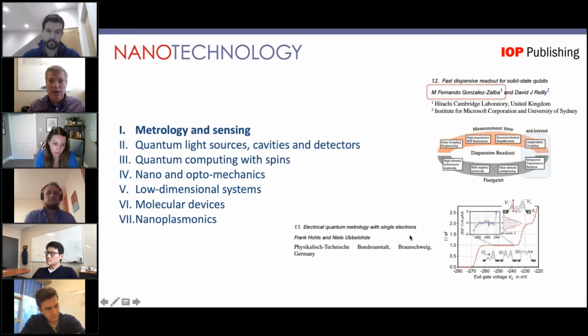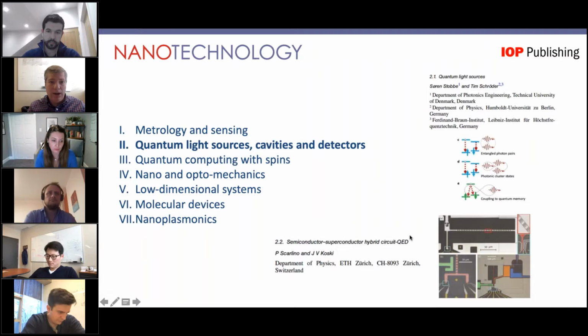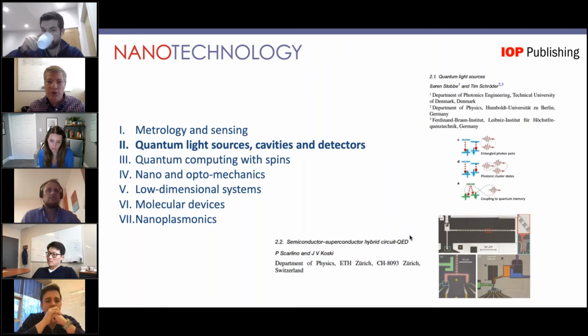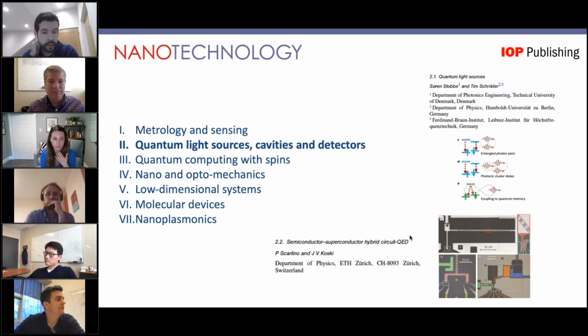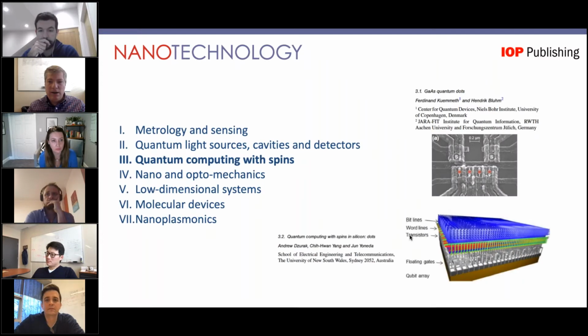Okay, now in the section on quantum light sources, cavities, and detectors, we had 2 contributions, one on quantum light sources by Staub and Schroeder, and the other on semiconductor superconductor hybrid circuit QED by Scarlino and Koski from ETH Zurich. We had a 3rd section on quantum computing with spins, and here we had several contributions.